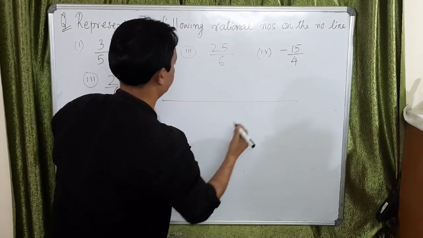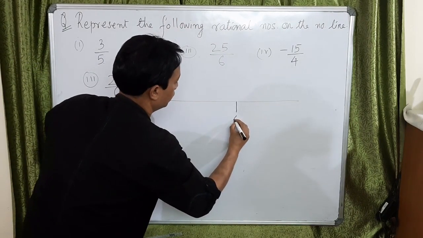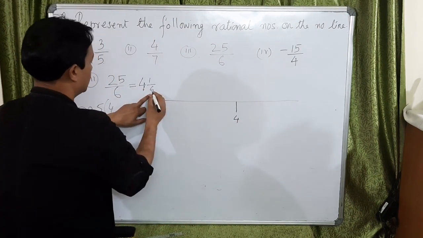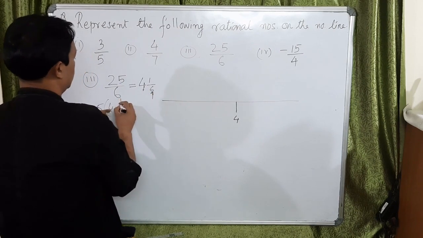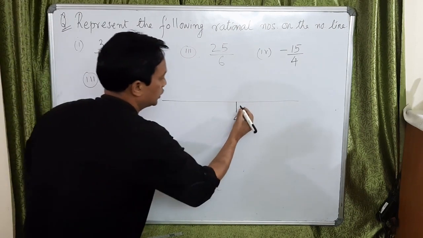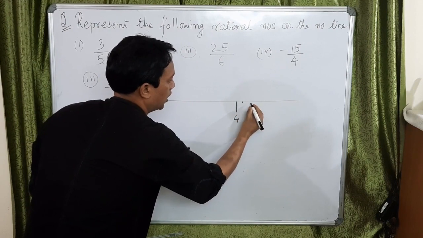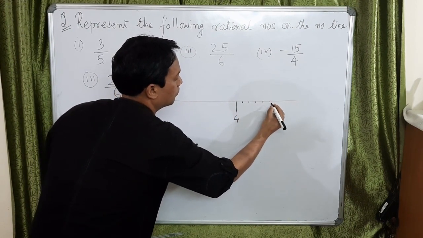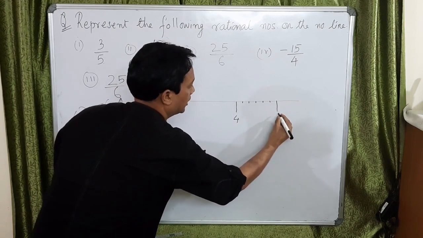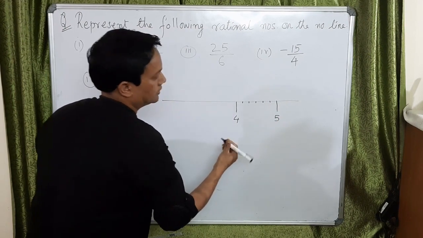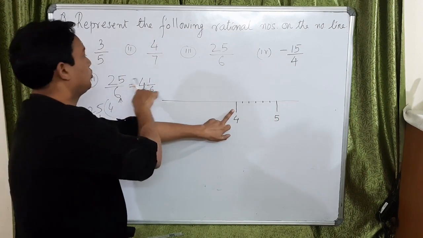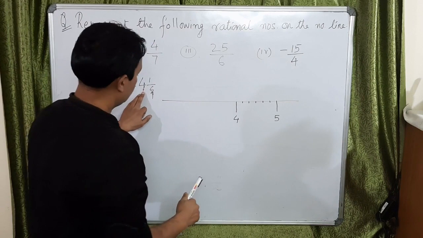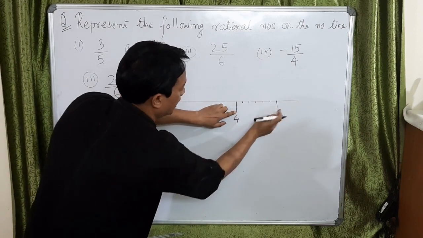So let's write first 4. Somewhere we'll write 4. And then the denominator is 6. So we want 6 divisions. So we can just write 1, 2, 3, 4, 5, then the 6th one. This will be 5. From 4 to 5. This number is going to lie between 4 and 5. That's why I've started directly from 4. So this is 4 and that's 5.